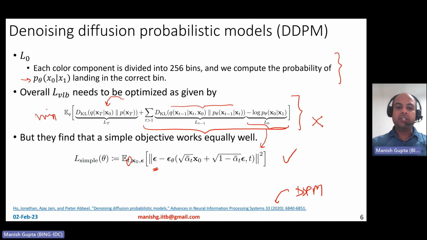So you're computing the expectation over t, x naught, and epsilon. x naught comes from q, your training data. t is from 1 to capital T. You fix a number of time points for which you are going to do this. And epsilon consists of different epsilons that can be sampled from Gaussians. So that is that.